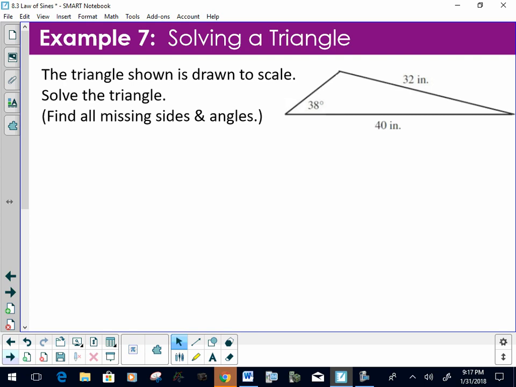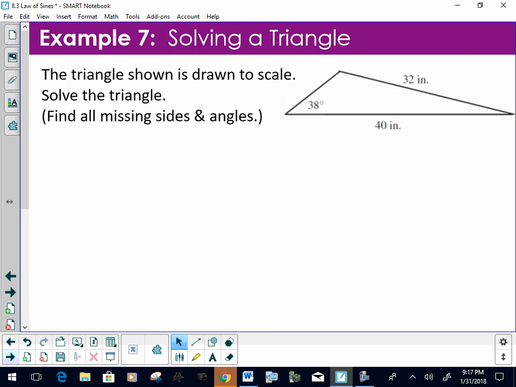Okay, so we're going to go through and solve this triangle. It says right there in the instructions that this triangle is drawn to scale. So that information is really important, and we are going to use that information as we solve the triangle. When it gives you instructions to solve the triangle, that always just means that you are to find any missing sides or unknown sides and any unknown angles.